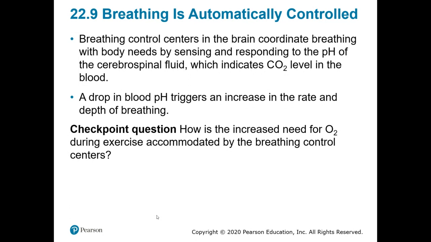In fact, if you've ever known someone that's either diabetic or has lung issues, they go through ketoacidosis as a diabetic, or they may go through metabolic acidosis if they have a lung issue like emphysema. CO2 will build up in the blood, and then CO2 converts over to carbonic acid that gives off a hydrogen ion and causes the pH to drop. And that pH drop triggers them to start breathing heavily.